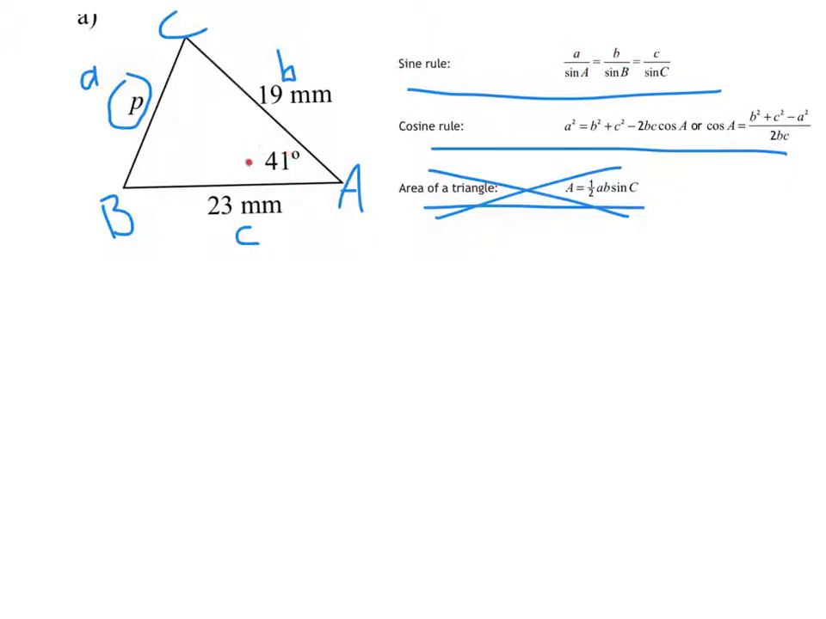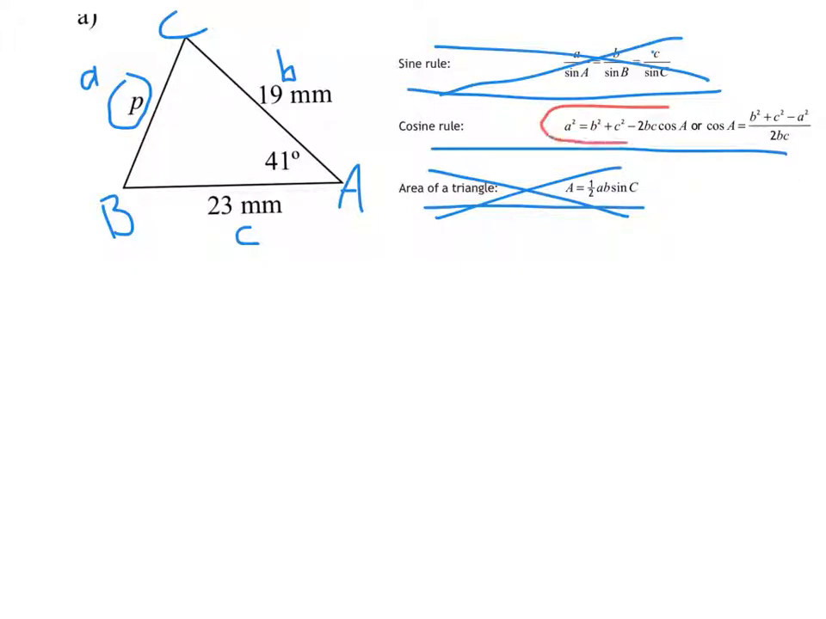So let's see, I know this angle and I know this side, so that's great. That's a pair of a side and an opposite angle. But because I don't know either of the other angles, I can't pair up one of these angles with one of the sides. So I can't use sine rule, which means my only option left is to use cosine rule.